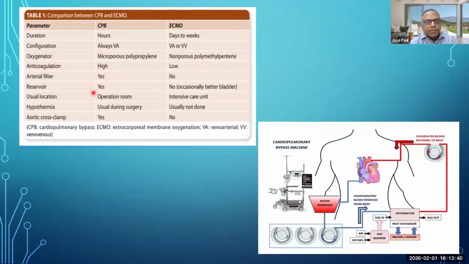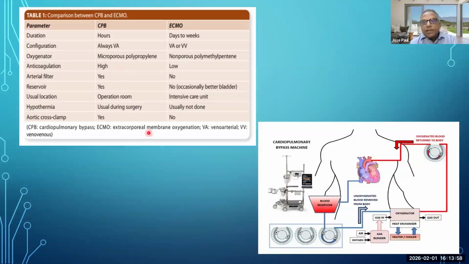Often there is an associated reservoir, and the usual location where you do cardiopulmonary bypass is the operation theater, whereas ECMO is done in the intensive care unit. And there is a risk of hypothermia usually during surgery, and often you require an aortic cross clamp in cardiopulmonary bypass.